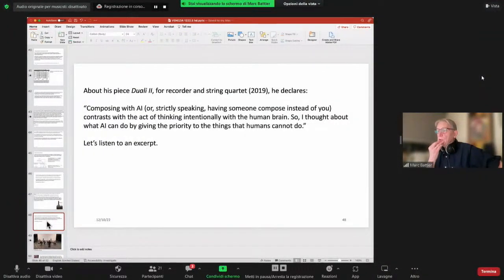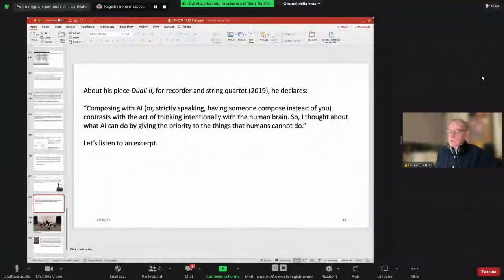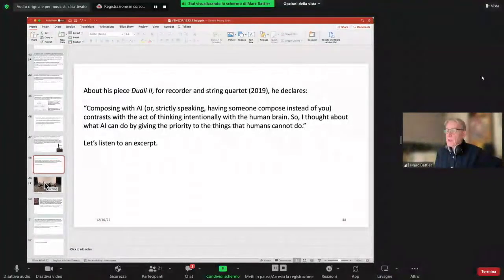About his piece, Duali 2 for Recorder and String Quartet, 2019, he declares: composing with AI, or strictly speaking, having someone compose instead of you, contrasts with the act of thinking intentionally with the human brain. So I thought about that and about what AI can do by giving the priority to the things that human cannot do. So let's hear an example of that piece.